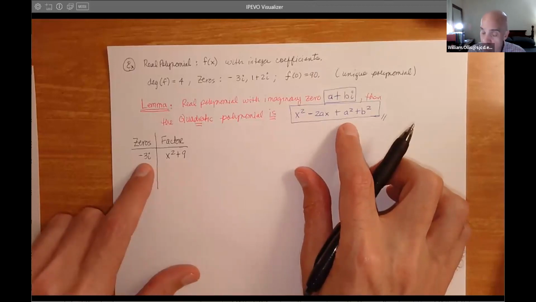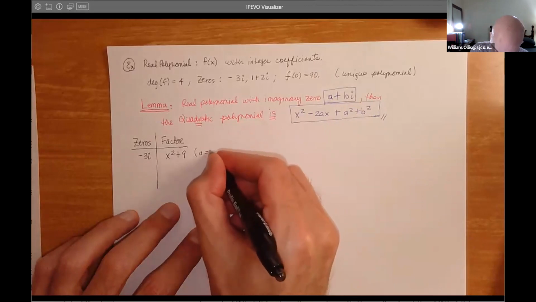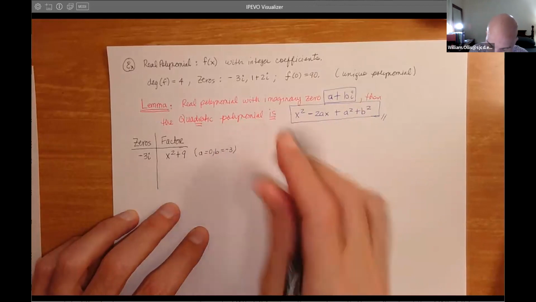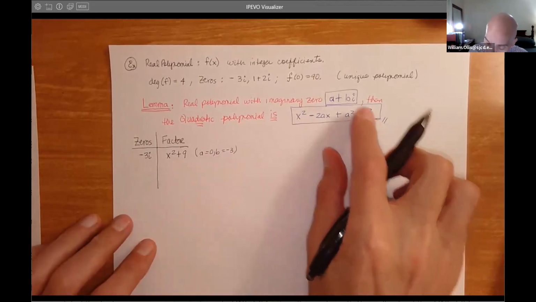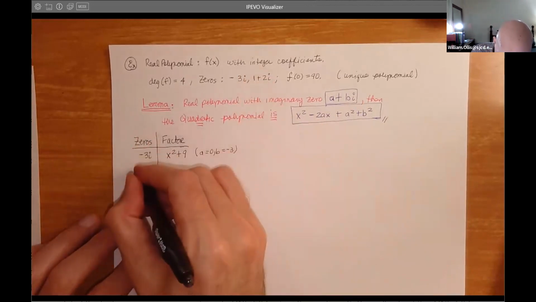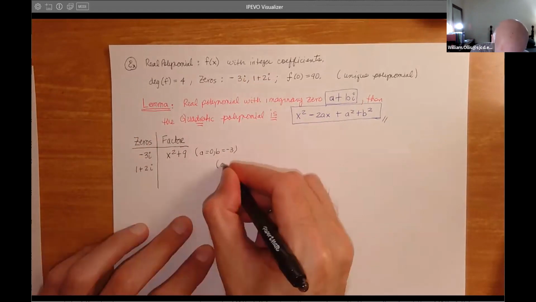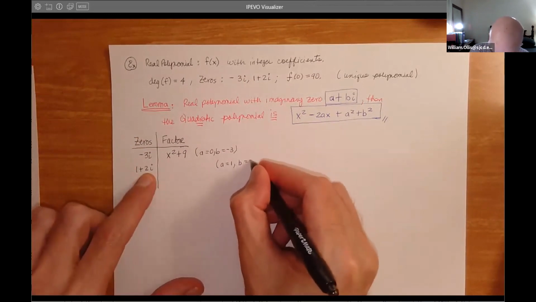So of course, here a is 0. So here, let me just write to the side. A equals 0, b equals negative 3. So we just fill this in and we get this factor. Now let's try the next one, 1 plus 2i. Well, let me go ahead and to the side and say, okay, so a equals 1, b equals 2.